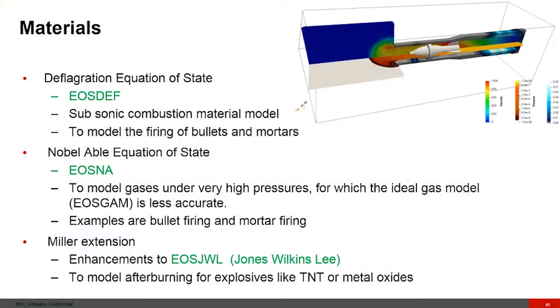We also added some explicit nonlinear materials for subsonic combustion or progression of deflagration. So you can see we added some materials for equation of state for deflagration. These are the subsonic combustion material models to model the firing of bullets and mortars. We have also added the Noble equation of state to model gases under very high pressure, for which the ideal gas model is less accurate. We have also added enhancements to the JWL equation of state to model afterburning of explosives like TNT and metal oxides.